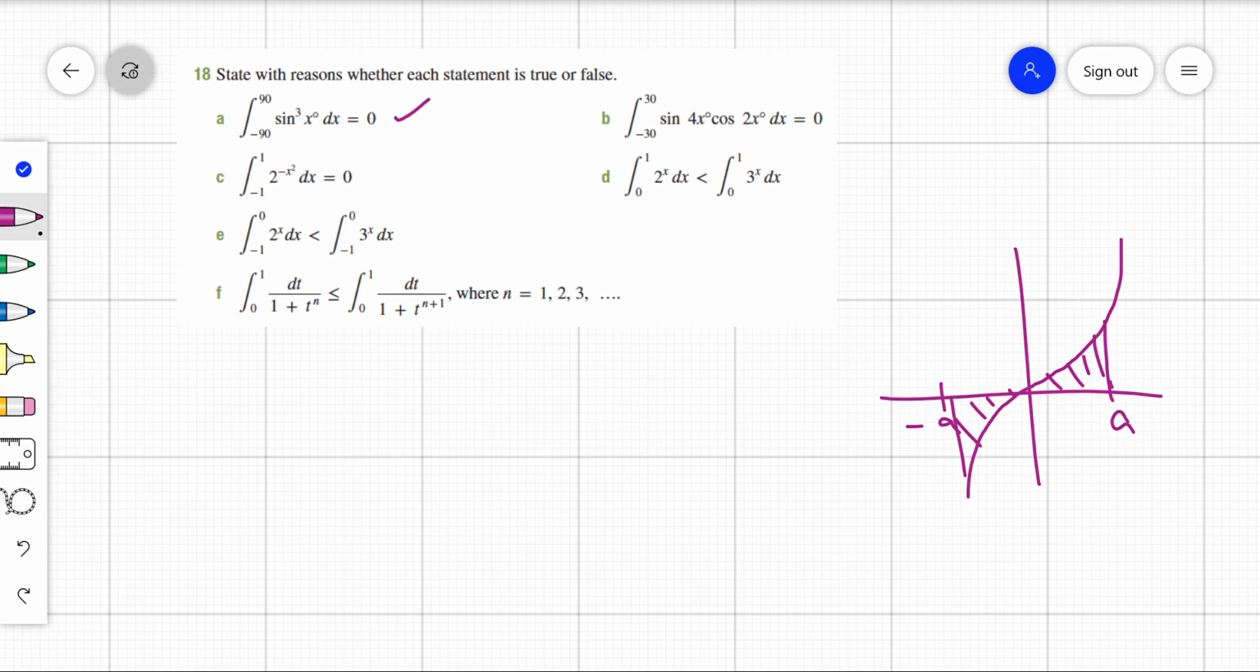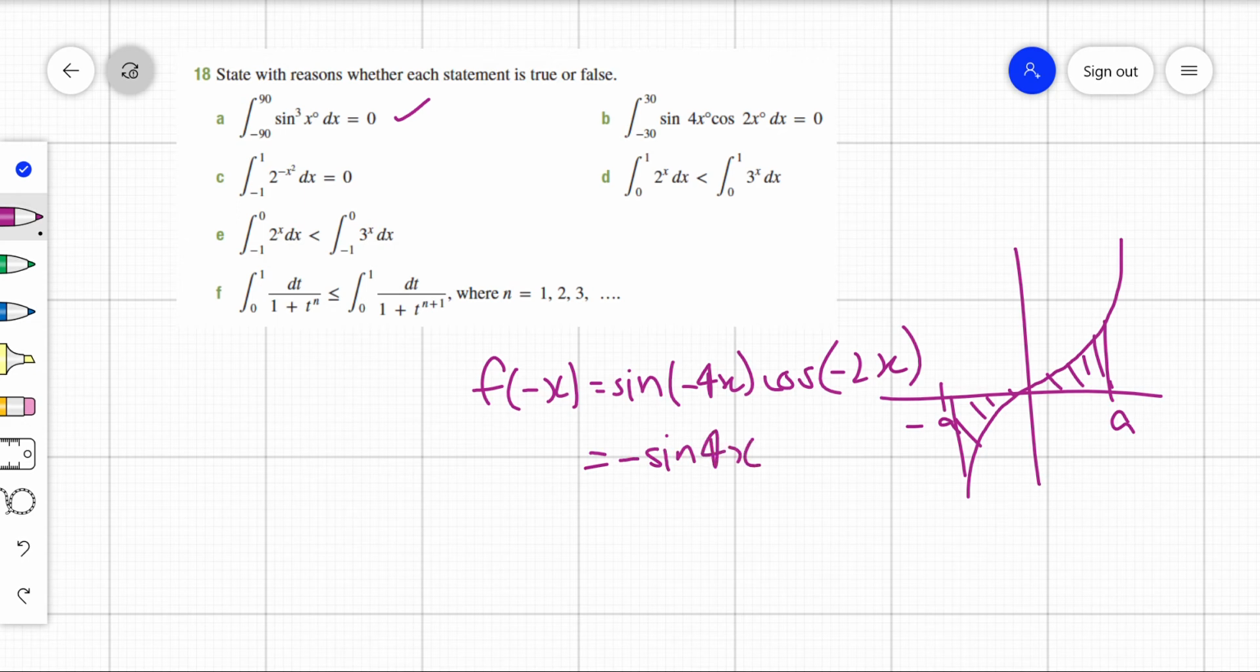All right, if we look at b, have a look, is that an odd function? Well, just put negative x inside there and you get sine negative 4x, cos negative 2x. So sine is an odd function, so another way to write it would be that. Cos is an even function, so another way to write that would be that. So you can see that's going to end up being negative f(x). So again, that is an odd function.